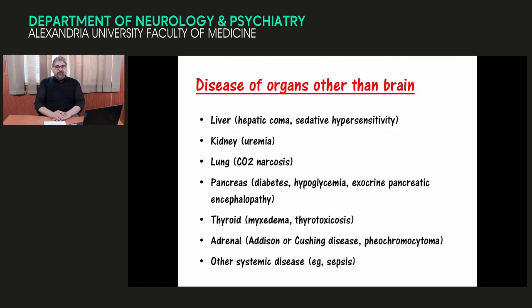Other organs may be affected also, like hepatic encephalopathy, hepatic coma, kidney injury, acute kidney injury, acute lung injury like carbon dioxide narcosis. In cases of pancreatic lesions, severe cases of hypoglycemia or hyperglycemia may also cause disturbed level of consciousness. Thyroid dysfunction in cases of myxedema. We all know myxedema coma or disturbed level of consciousness in cases of hypothyroidism.